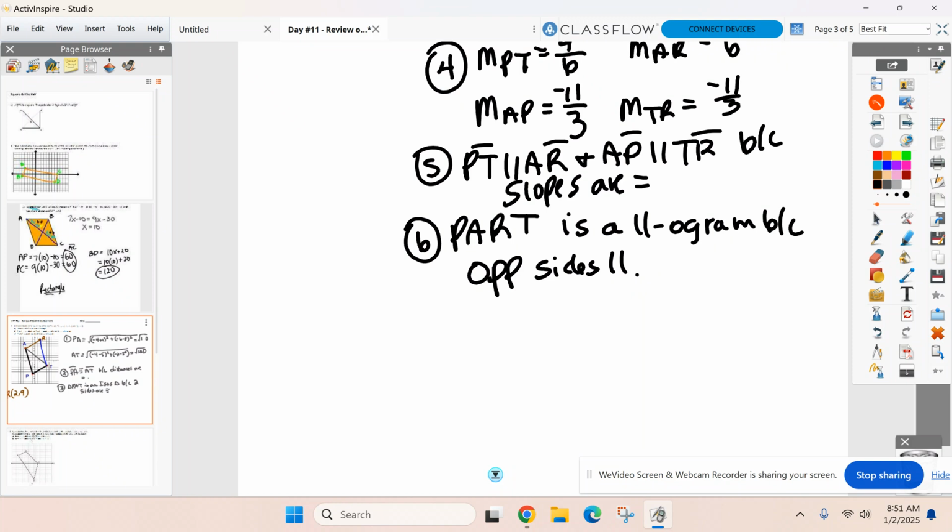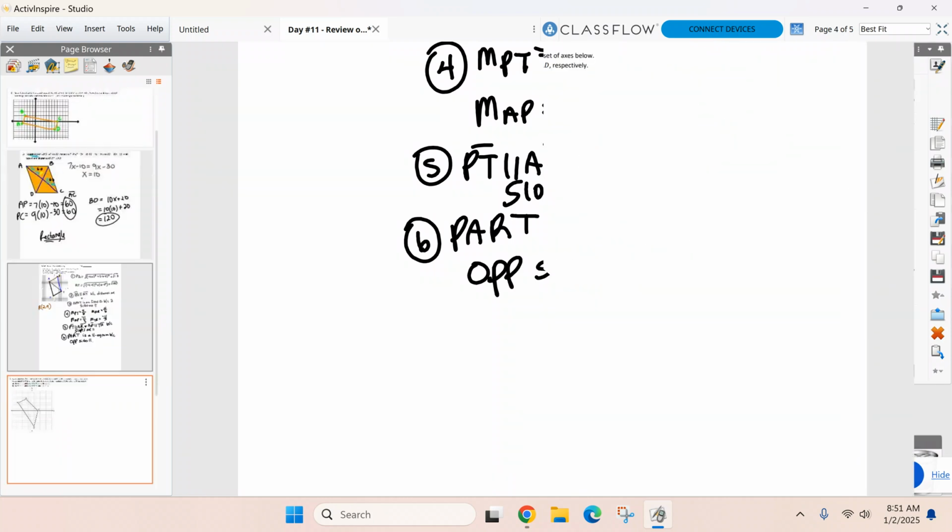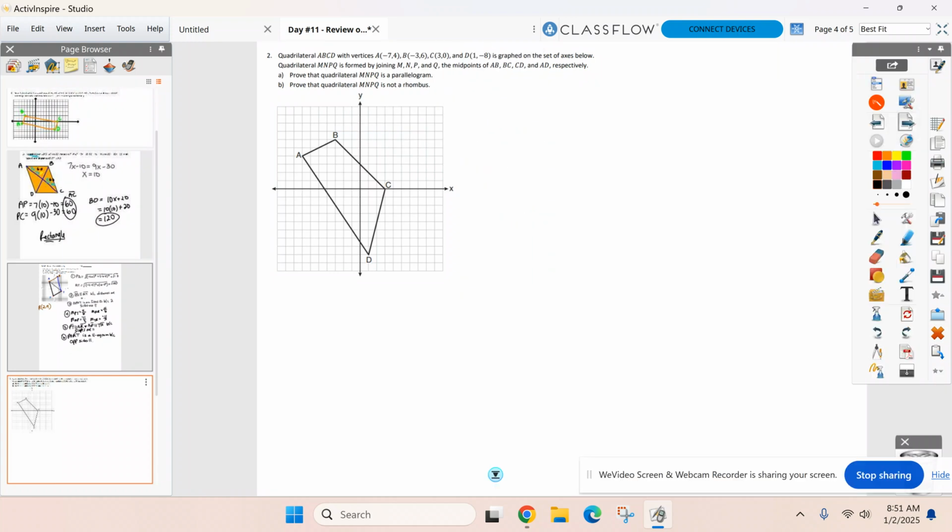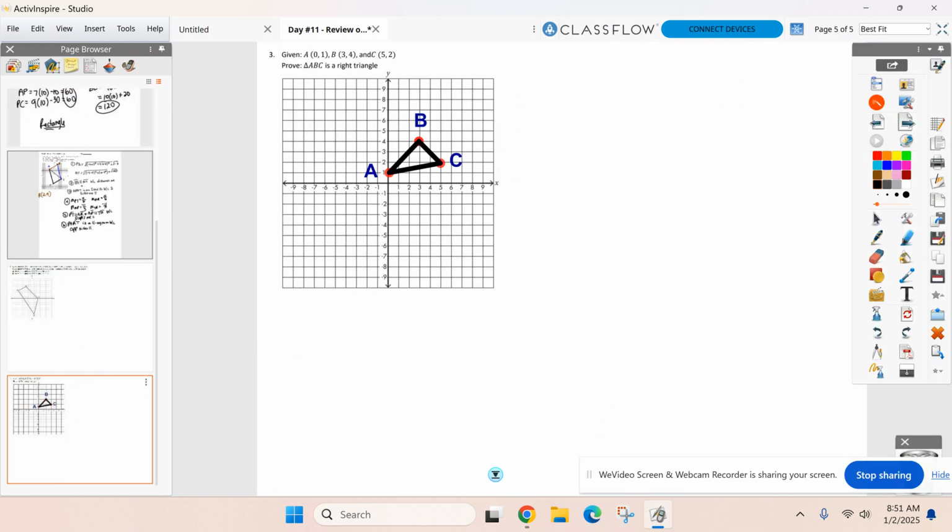We're going to skip over 2. I'm going to save that for tomorrow's class because I want you guys to start reviewing here in a minute. So we're going to go to number 3. All right, number 2 we'll do tomorrow first thing. So we're going to go to number 3. And go ahead and graph that triangle for me.